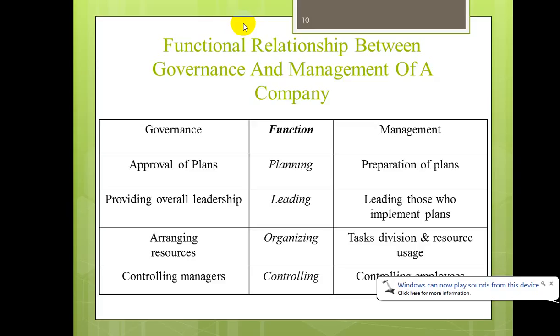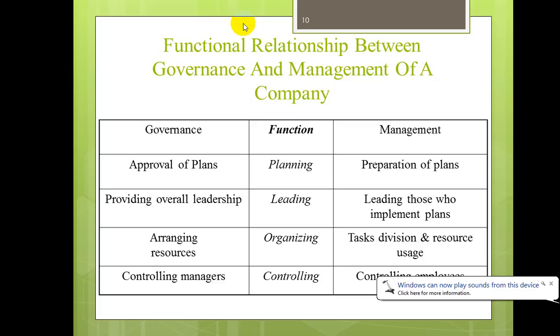Why? This is the question. Can governors not make a plan? Yes, they can, but it is not their duty, because it is the manager's duty to make a plan, because they are involved in day-to-day basis operation.